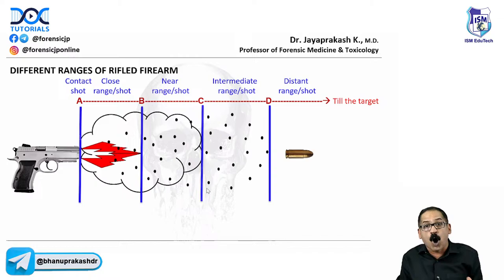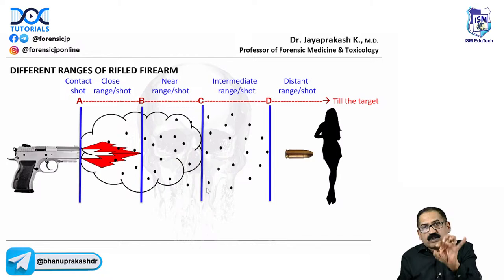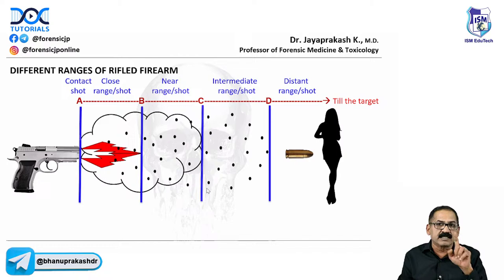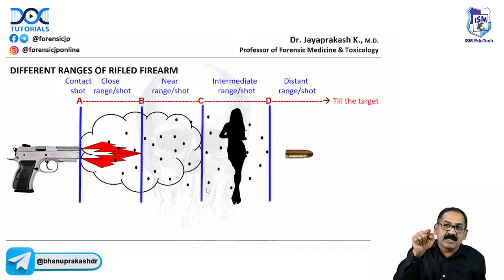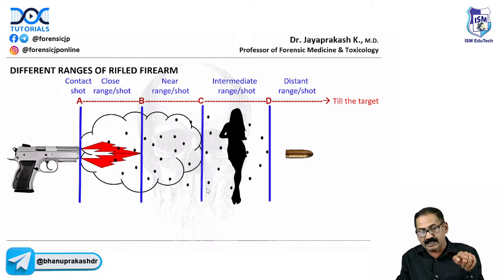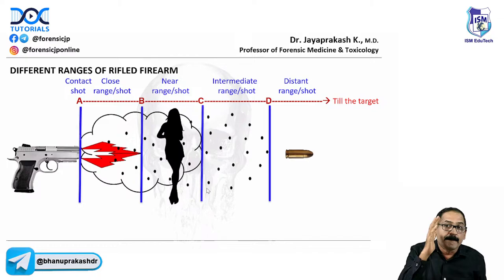Now, what are the effects on the body at various ranges? Already you have an idea. If the person is in the distant range, there will be only a wound of entry with grease and abrasion collar. If the person is in intermediate range, there will be a wound of entry surrounded by peppering or tattooing. If the person is in the near range, there will be a wound of entry caused by the bullet, plus tattooing because of the powder particles, plus blackening or smudging because of the soot and smoke.